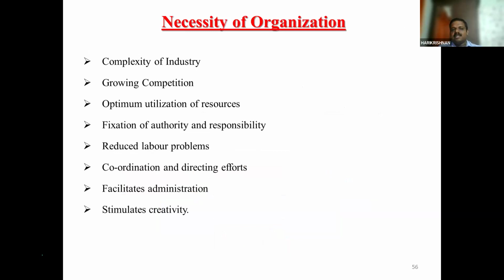So these are the necessity of organization: complexity of industry, growing competition, optimal utilization of resources, fixation of authority and responsibility, reduce labor problems, coordination and directing efforts, facilitates administration, stimulates creativity. So these are the necessity of why organization should be there.